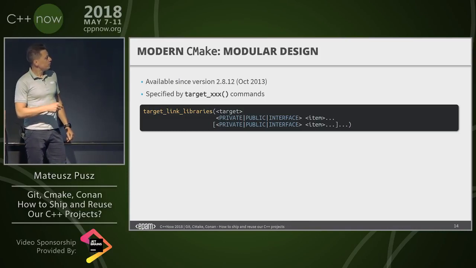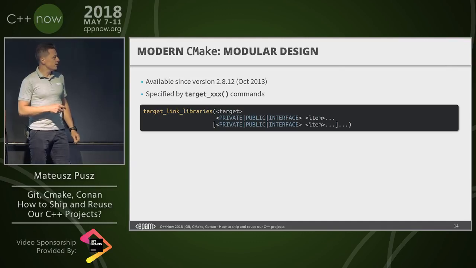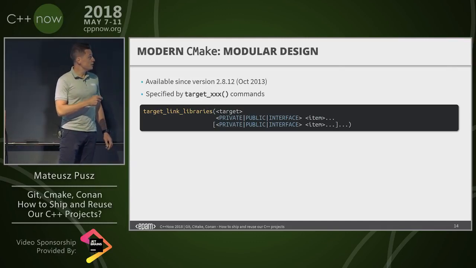Okay, so modern CMake, it's like from 2013, I specified target XXX commands. For example, this target link libraries. What's new in this modern CMake is that you can provide private, public, and interface modes for dependencies.